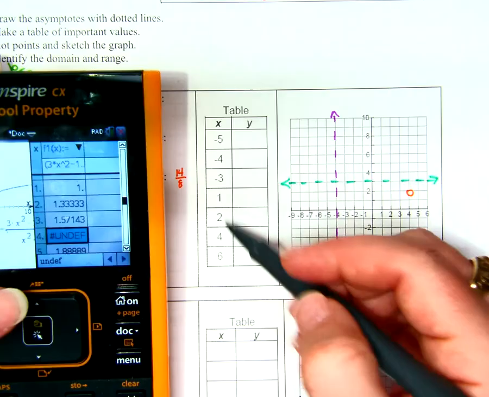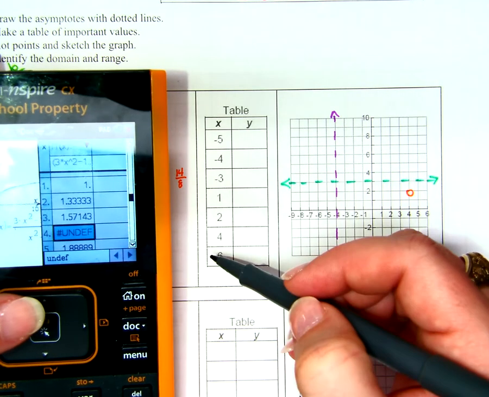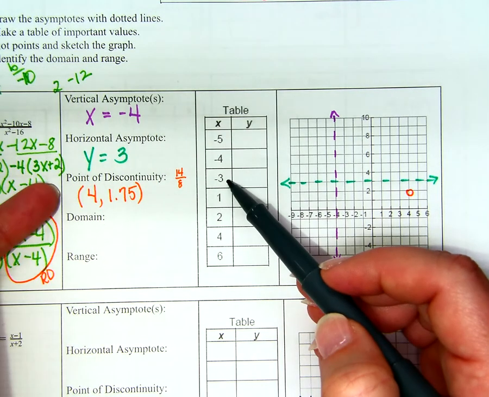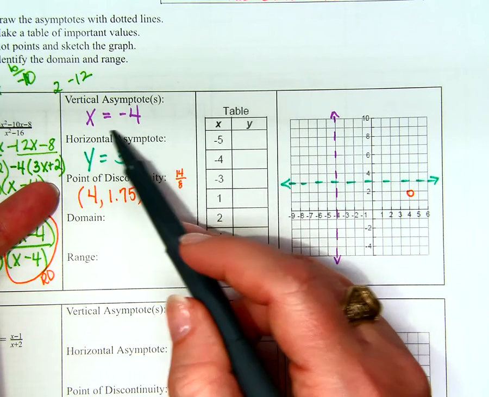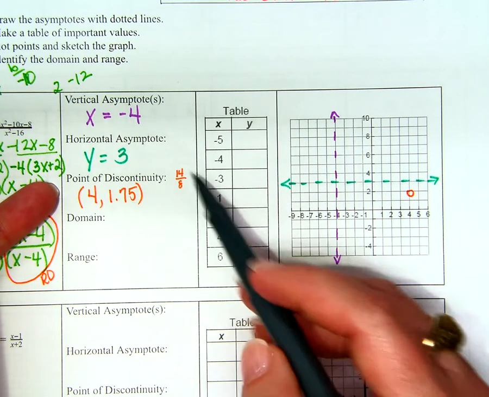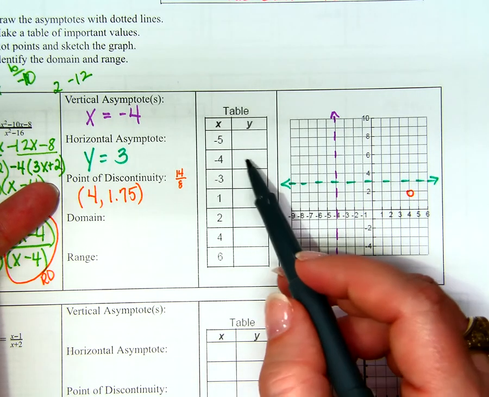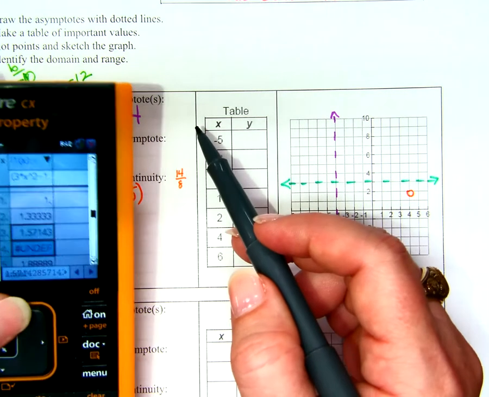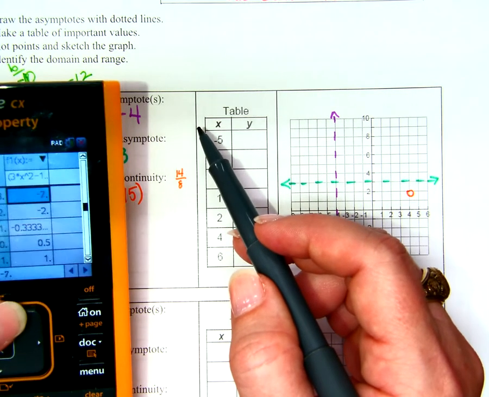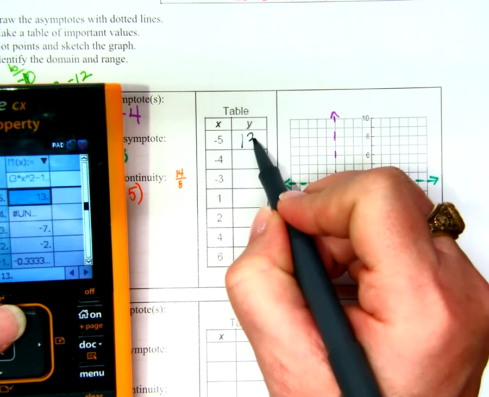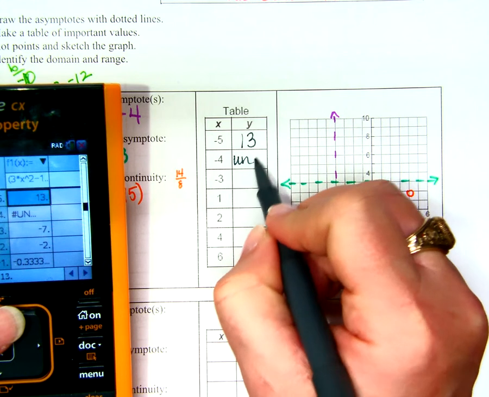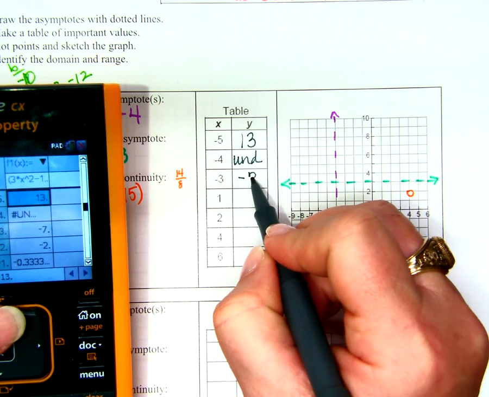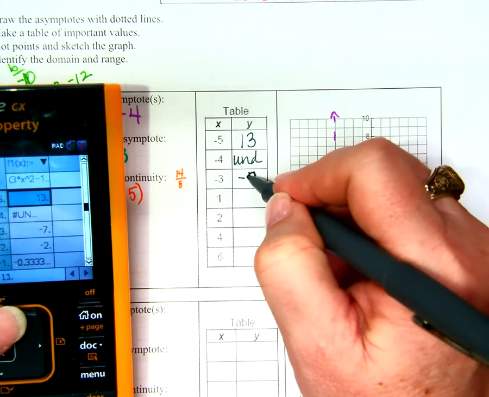Okay, so here in this table, I gave you values. But notice what values I gave you: -5, -4, -3. Why would I choose an x value of -4? What should it say right here? Undefined, right? Because that's an asymptote. So I chose -4 on purpose because I knew that was an asymptote. So this is 13, and this is undefined. And this is -7. Sorry. Pretend that's a 7.